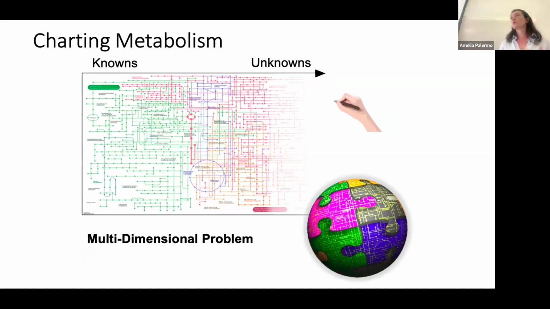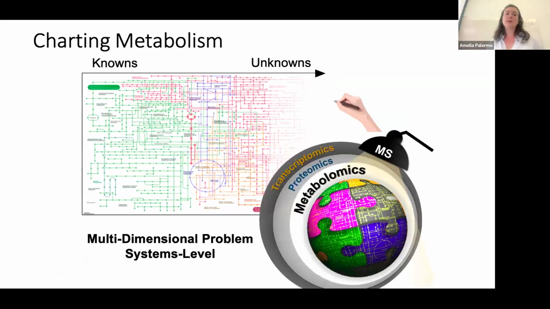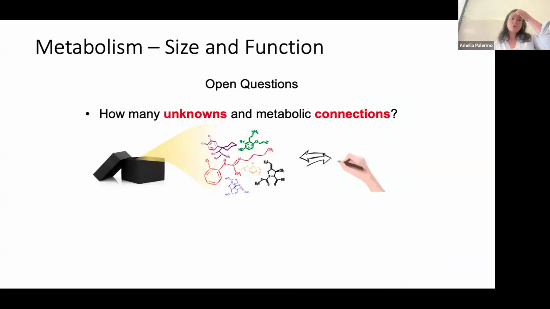Therefore, we need multidimensional techniques and approaches to model the data and understand the regulation. And in addition to this, it is all framed in the context of the proteomics regulatory layer and the transcriptomics layer. And fortunately enough, we have powerful tools like mass spectrometry that enable us to shed light on metabolism, collect data at high throughput, and then model this data. So how many unknowns and metabolic connections are there? This is really, I would say, one of the fundamental questions that is still open in this field.